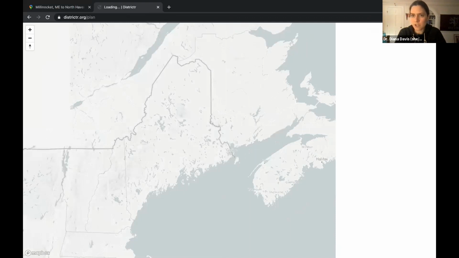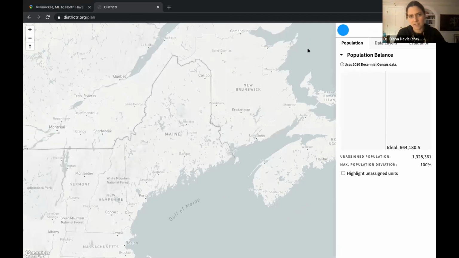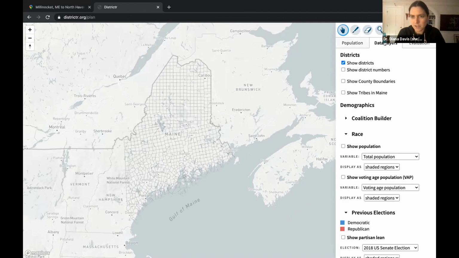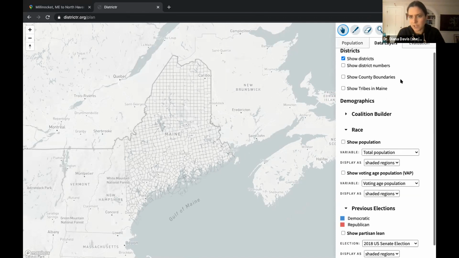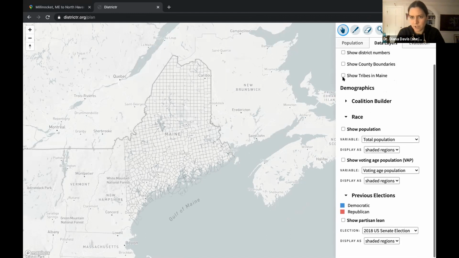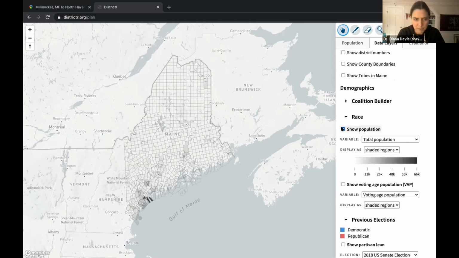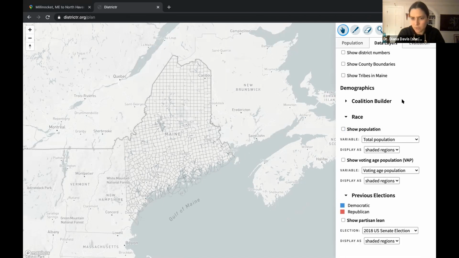And then just one thing is it just shows a lot of data. So the first thing I'll do is show you the data layers. So here in the data layers, you can show the tribes, where they are. You can show population, where do the people live? So it colors it based on population. You can kind of see where people live. And you can also show partisan lean.